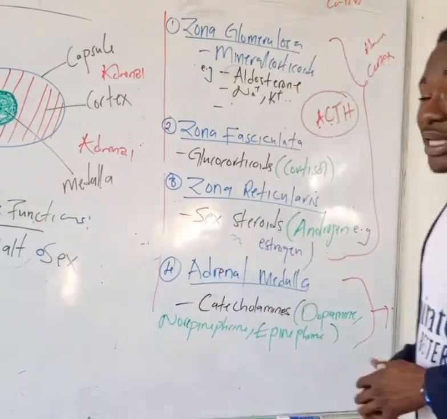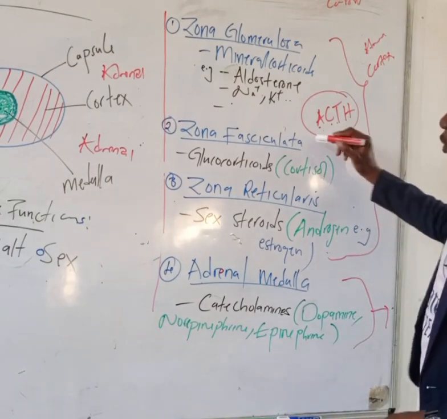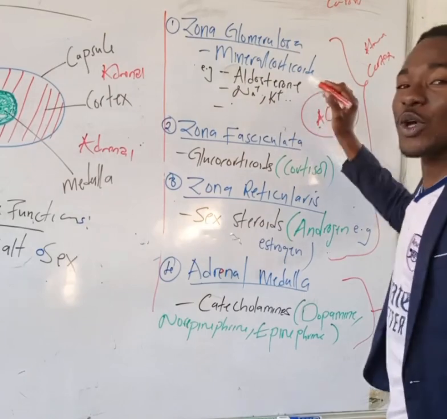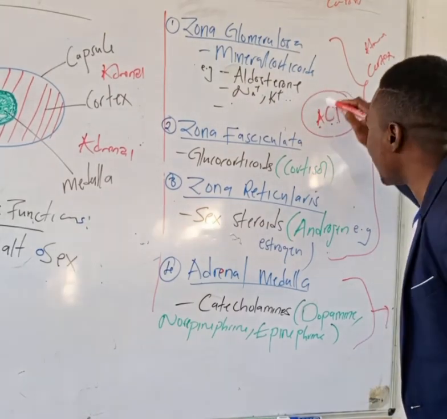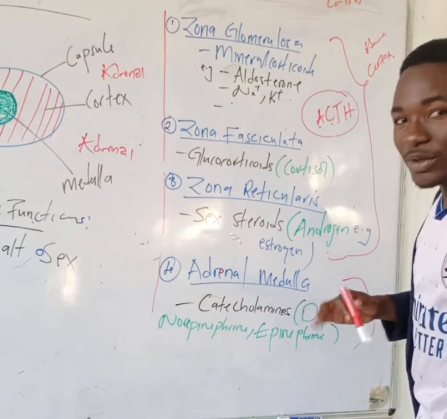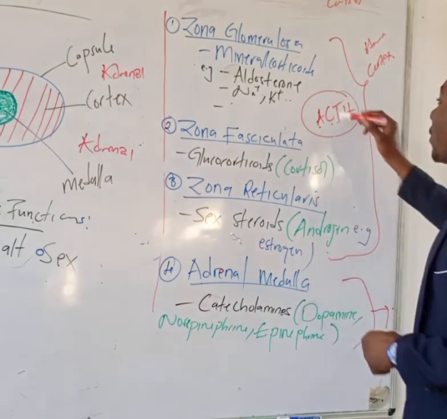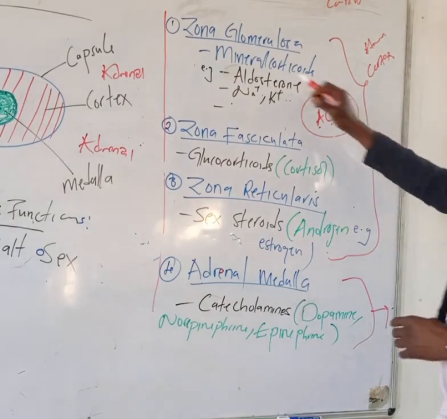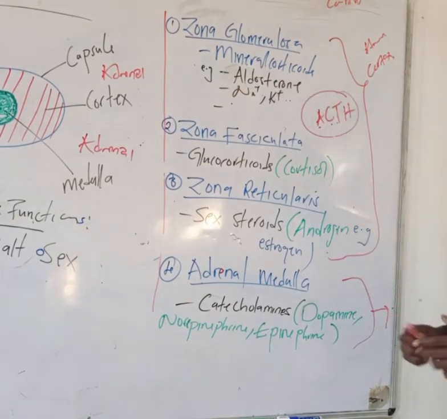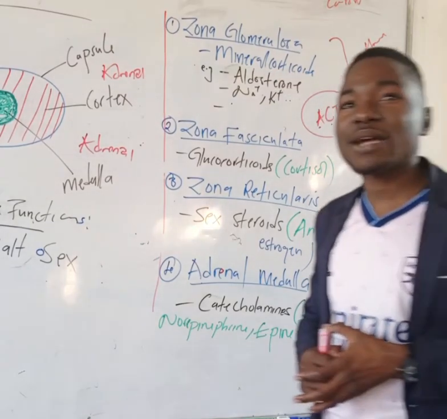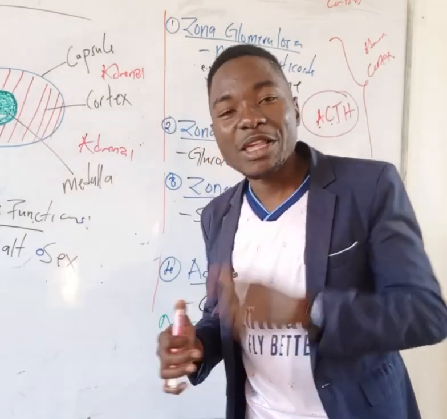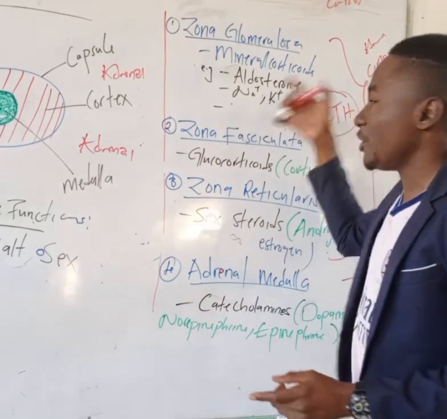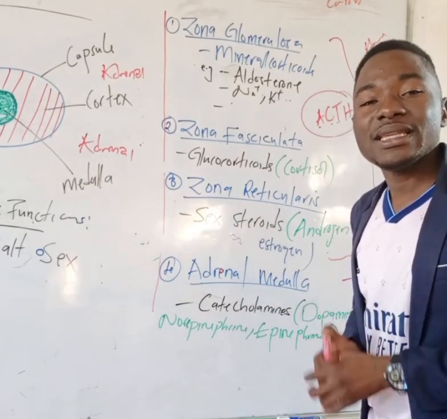It's very, very unique, guys. So the zona glomerulosa produces what you call the mineralocorticoids. The corticoid is coming from the adrenocortical. So you have the mineralocorticoids, these are hormones that have to do with the minerals. They're very, very important. In fact, the hormone that they refer to when they say mineralocorticoid is aldosterone.